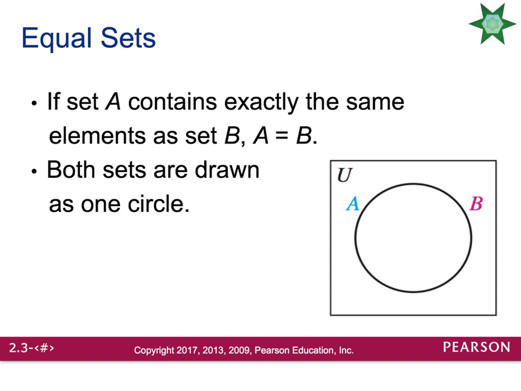If our sets are equal, or they have exactly the same elements, we write that as A equals B, right? We would just draw both sets as the same circle. So you would see, we're just labeling the same circle. You see it's one circle, but they're both A and B.